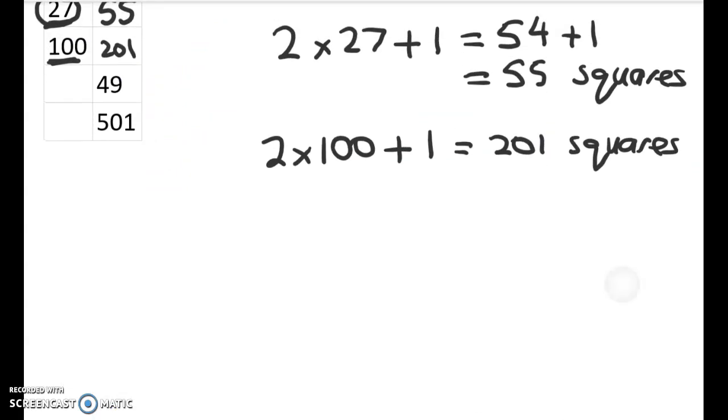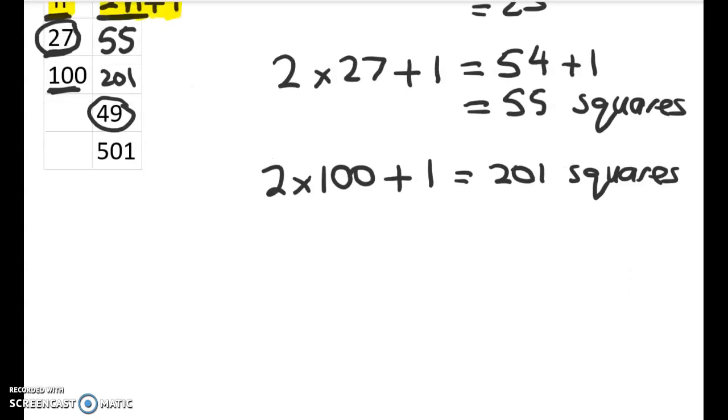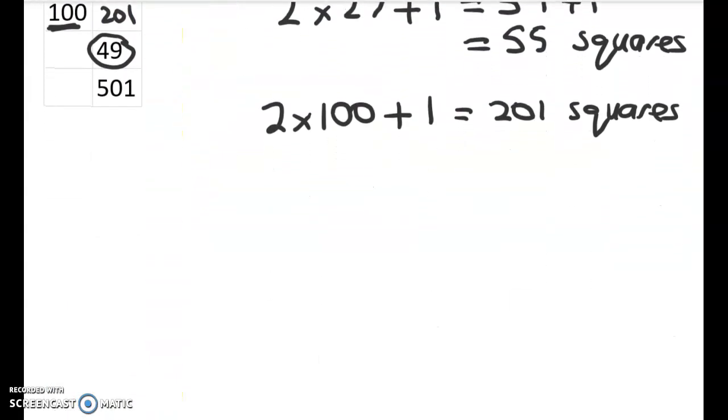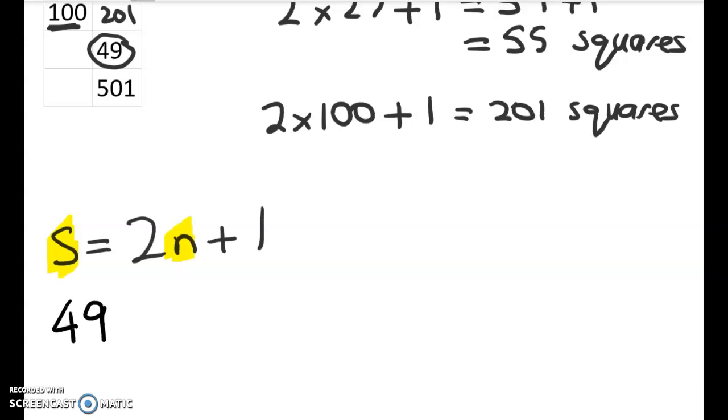I put on a couple of harder questions as well. So what if we were asked, which pattern number will give me 49 squares? Remember, this column is the number of squares, this column is the pattern number. So this time we know that our rule goes like this. We've got S, the number of squares, is equal to 2n plus 1. Until now, we've been given a pattern number. But this time, we've been given the number of squares. So we're solving this equation. There are 49 squares. What is the value of n that's going to make that statement true?